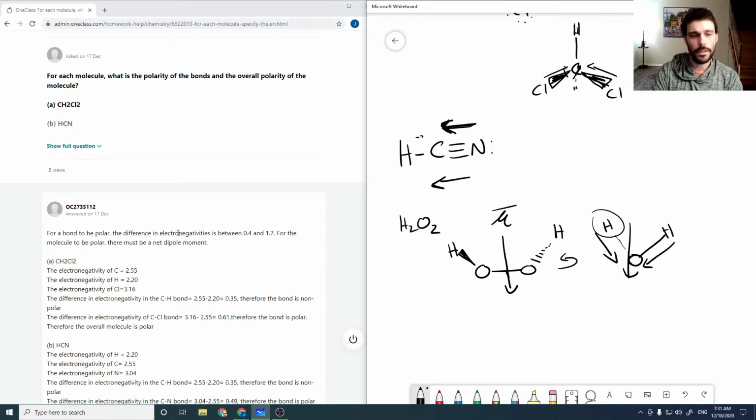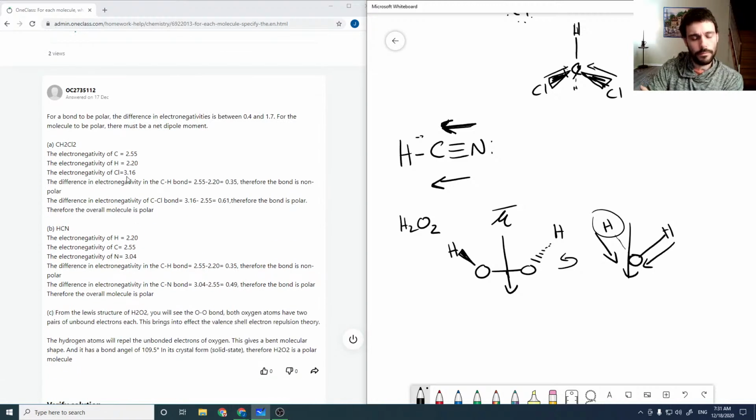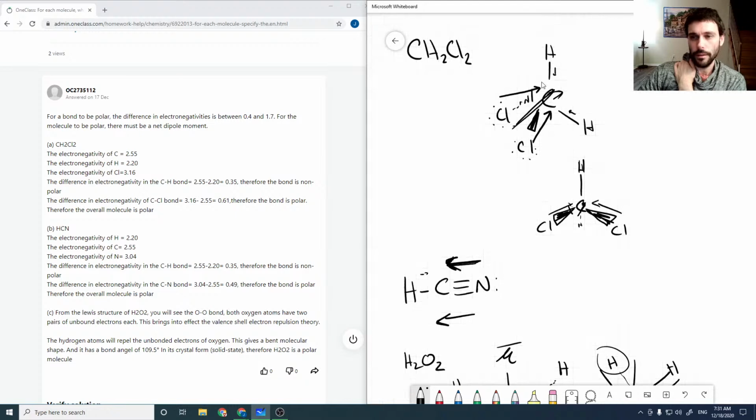So for a bond to be polar, the difference in electronegativity, I guess, is more of a numeric definition. So a CH bond is technically nonpolar, as I indicated by having these smaller arrows, whereas a CCl bond is definitely polar. So for our first molecule, we get two large dipoles for carbon chlorine, and then we're going to get a net dipole because of a lack of cancellation.